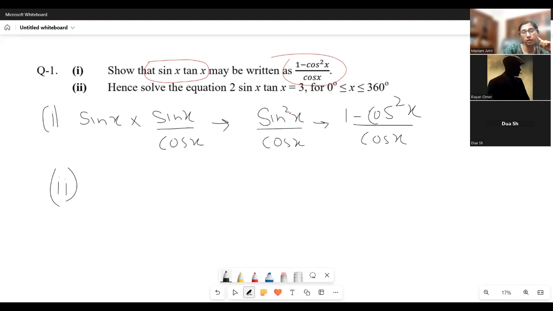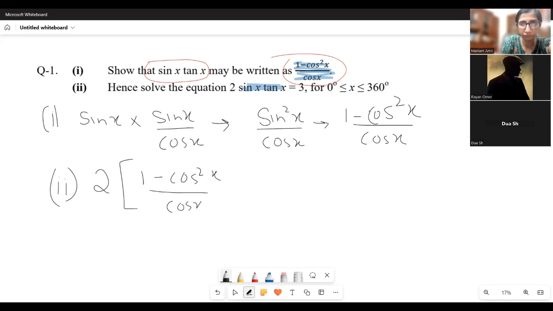Hence solve the equation 2 sin x tan x equals 3. Hence, we have to use the previous result, which is this gets replaced with this. So let's do that. 2 stays. And then instead of sin x tan x, we use the previous result, which is 1 minus cos square x upon cos x, equals 3.